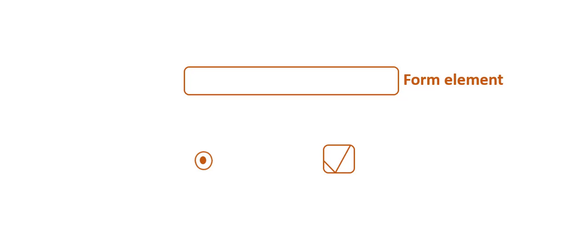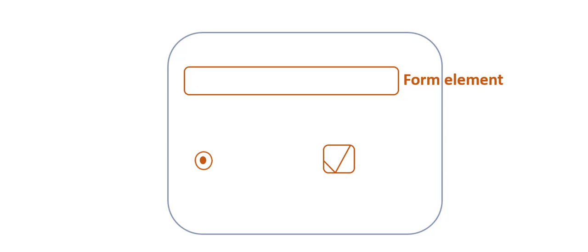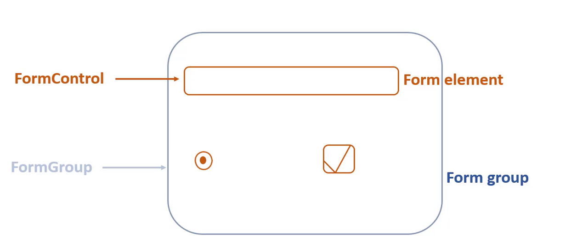In Angular, these are called form controls, and a group of form controls is called form group. The names form control and form group are significant as each control is represented by an Angular class called form control and a group is represented by a class called form group. Thus, for each control, there is an instance or an object of form control class.